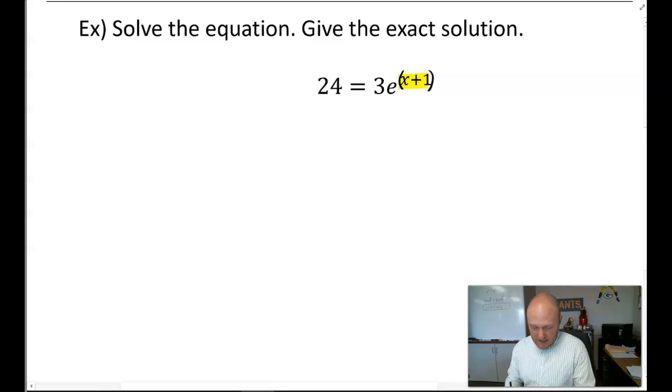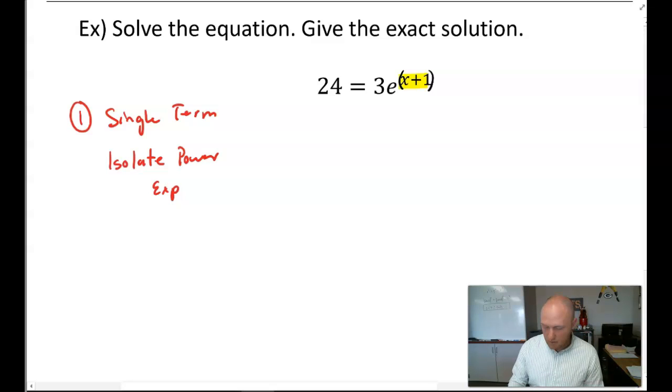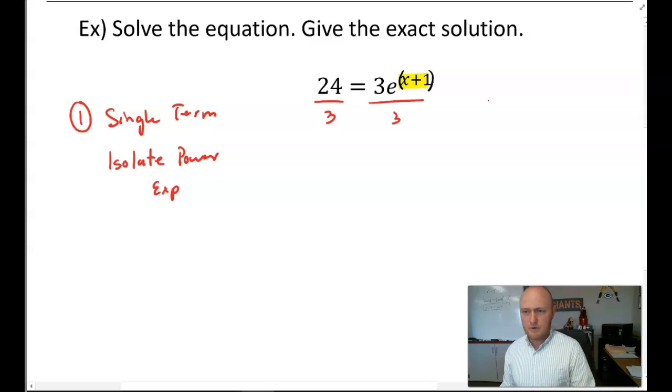And so what I'm going to do again is step number 1. I'm going to write it as a single term, or I'm going to isolate the power expression. So I want to get rid of the coefficient of 3. So I have 8 is equal to e to the power of x plus 1. I just want the base and the exponent.